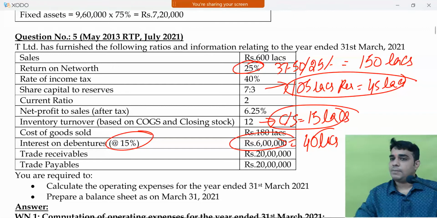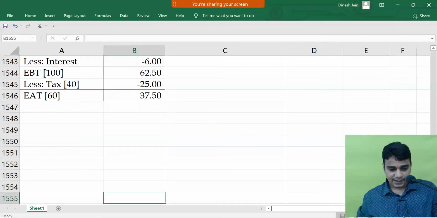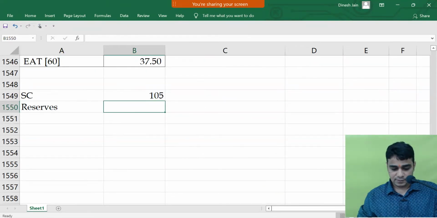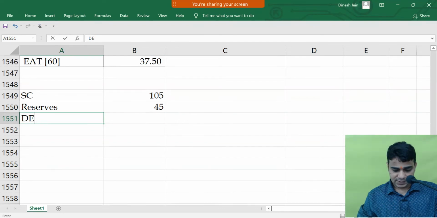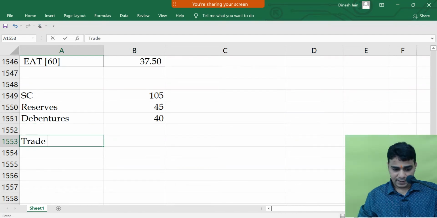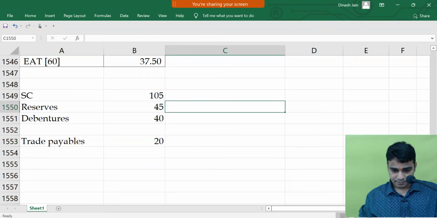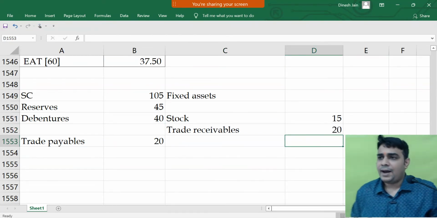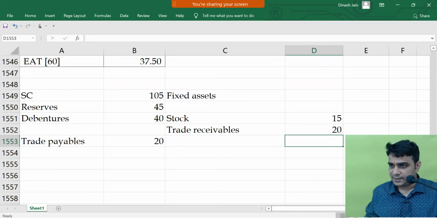So if I imagine my balance sheet as of now, I can say share capital is 105, reserves is 45, debentures is 40, trade payables were 20, fixed asset is going to become a balancing figure, stock was 15, receivables was how much? 20. So I'm still not done with the question. I cannot take a balancing figure directly. There is a current ratio given in the question. Current ratio is how much? 2:1. The current ratio is 2 times.